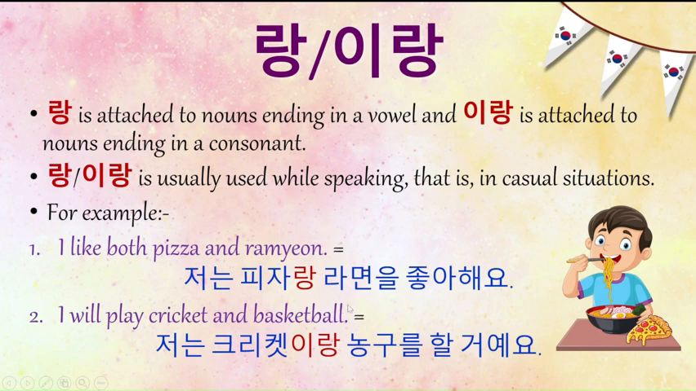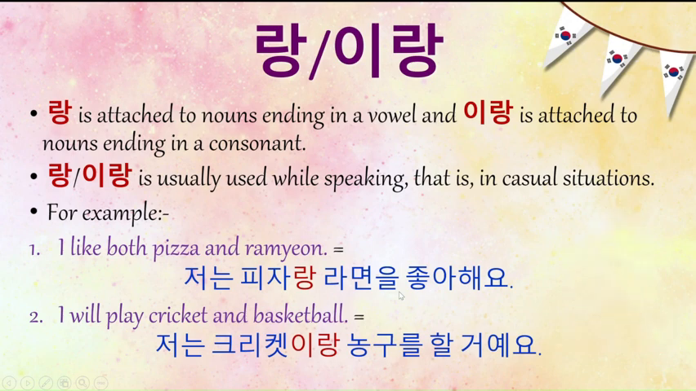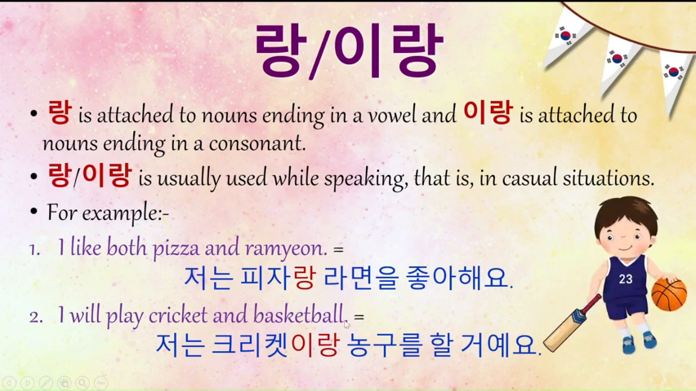저는 피자랑 라면을 좋아해요. Now here, pizza is pizza and ramyeon is ramyeon. Pizza is a loan word and ramyeon is itself a Korean word. Now there is and between them. You have to check that the preceding noun ends in a vowel or in a consonant. So pizza ends in a vowel. The particle that is going to be attached is rang. 피자랑 라면을. Okay.